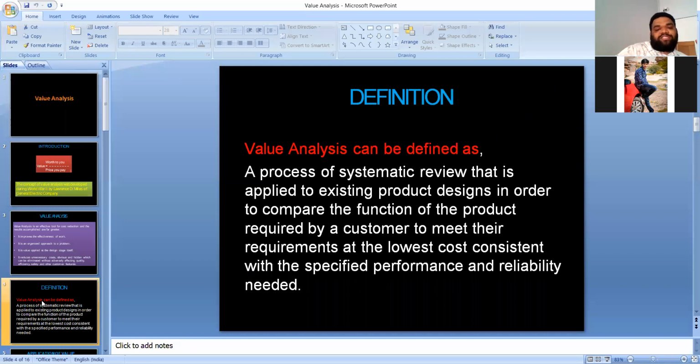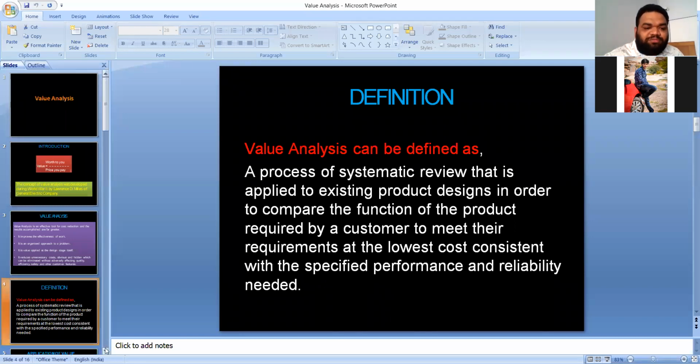At the lowest cost. At the lowest cost means wherever the hidden cost is, wherever the obvious cost is, we have to cut that off. The lowest cost, consistent with the specified performance and reliability needed. So the main focus of value analysis is that we should not affect any efficiency, we should not affect anything, but we have to reduce the cost. So that is the main thing we do in value analysis.